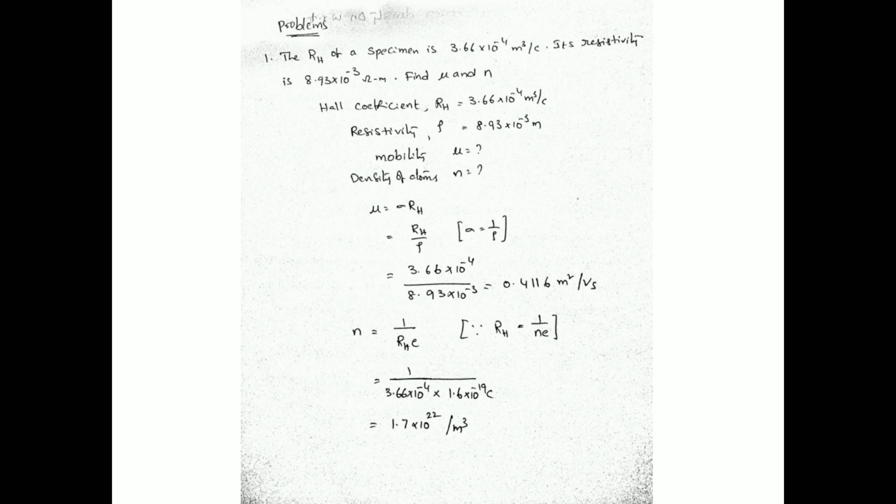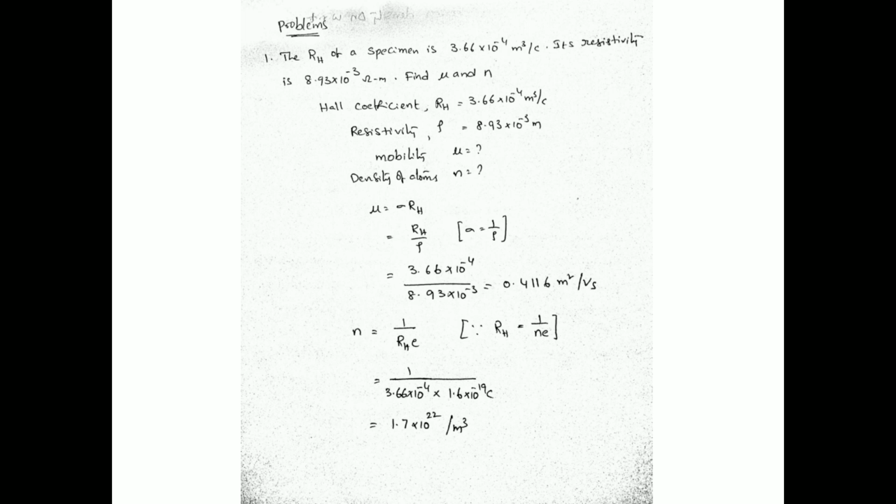Formula for mu is sigma RH. This is the Hall effect coefficient. From the Hall effect coefficient, mu is equal to sigma RH. Sigma means conductivity. The relation between conductivity and resistivity is inversely proportional, so conductivity is equal to 1 by rho. In place of conductivity, you take 1 by rho. Already rho is given. You substitute RH and rho values, you obtain mobility.